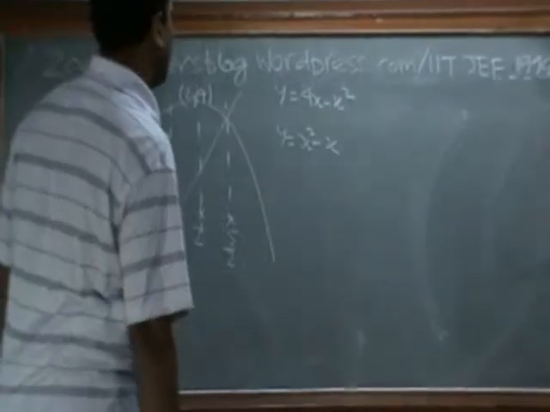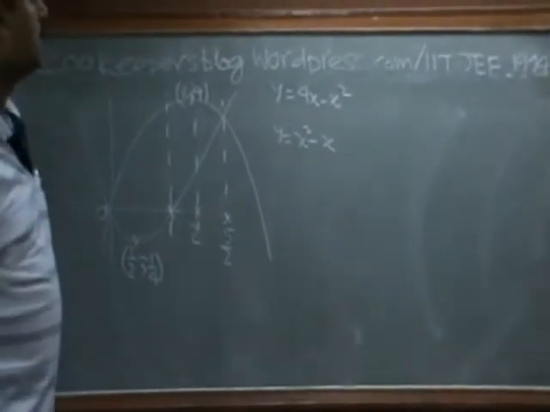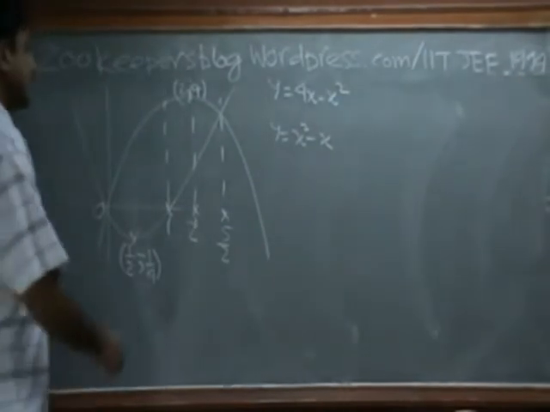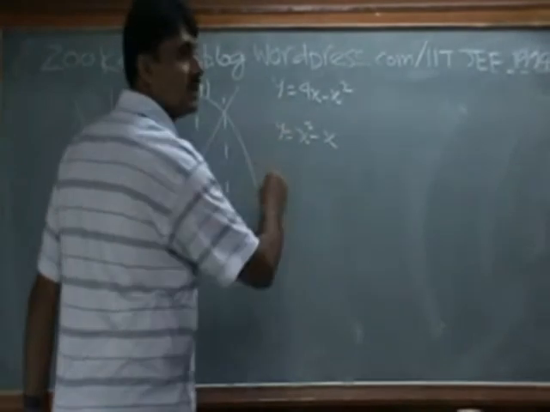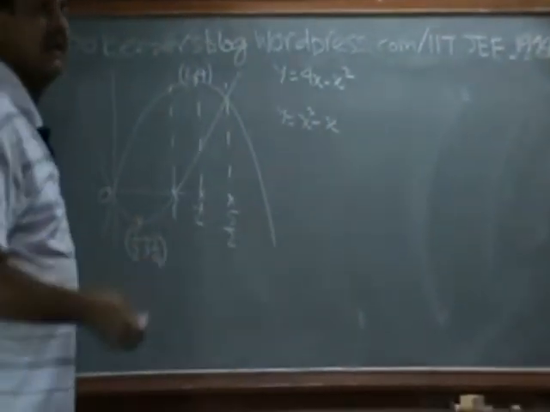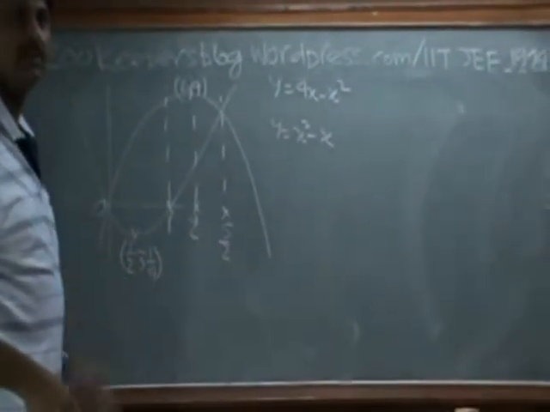Thank you. Can we try to solve one area problem from IIT JEE 1994? The question is, we have to draw this graph. There are two parabolas given, 4x minus x square and x square minus x. In IIT, parabola, circle, line are very common, so we get a lot of problems on parabola, and this is one of them.